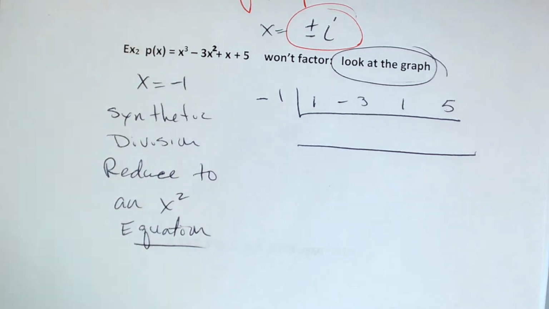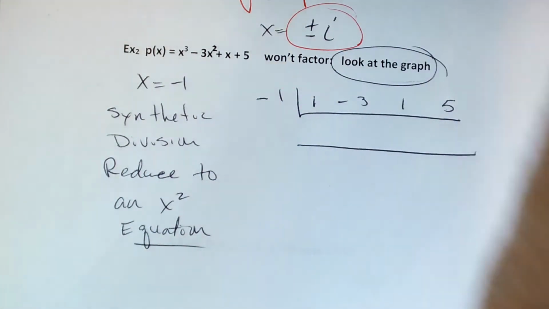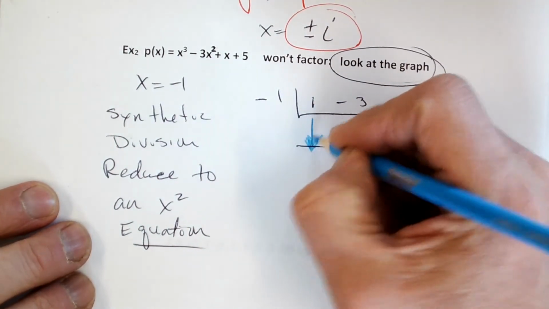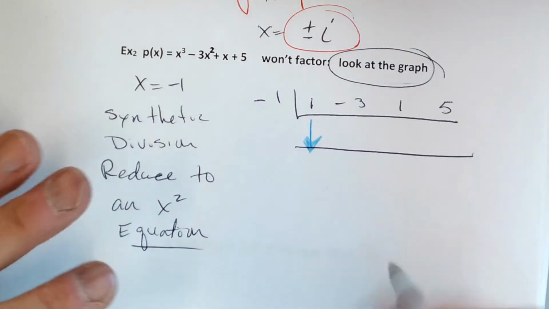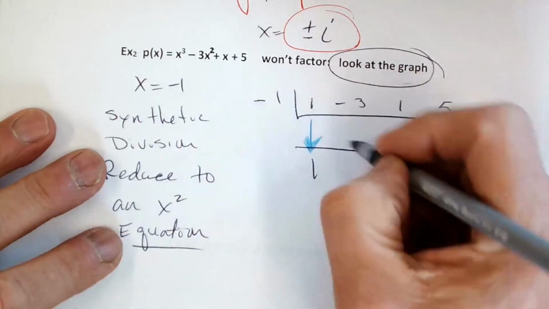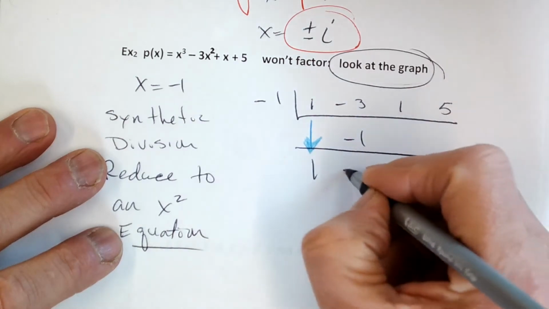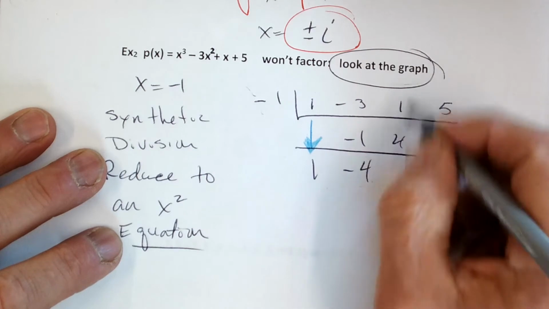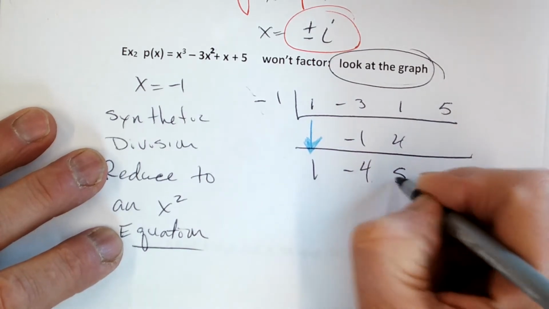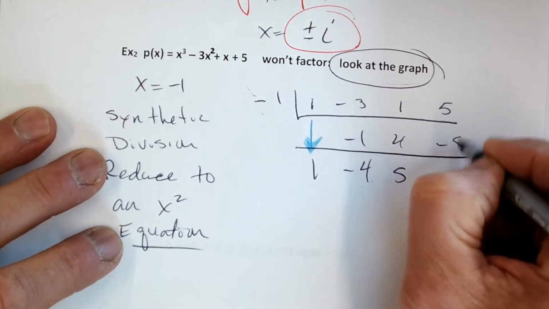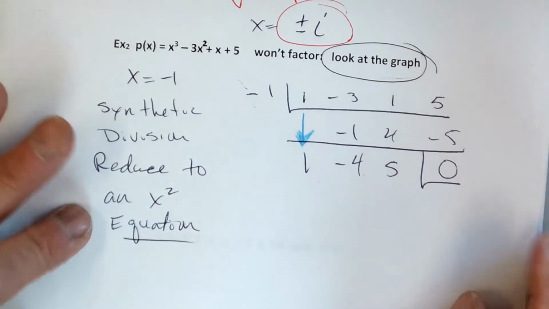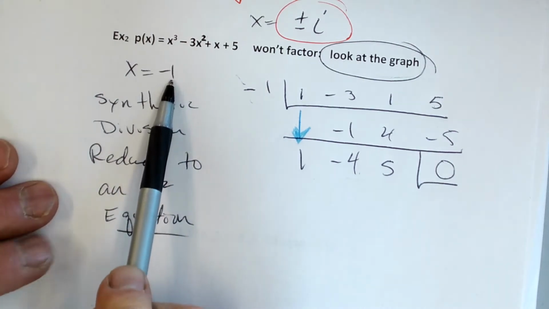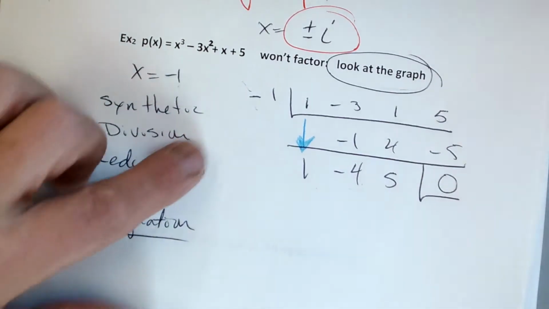Yeah. So step 1 is to bring that 1 straight down, right? And then 1 times -1 is -1. And we add, and we get -4. -4 times -1 is 4, and then we add, and we get a 5. And we multiply, and we get a -5. And that's what we wanted. We wanted a remainder of 0. We know that this is a factor. We already knew it was a factor by the graph, right? So I expected a remainder of 0.